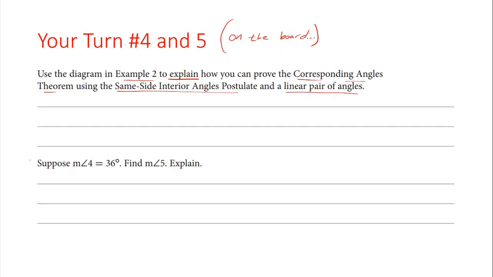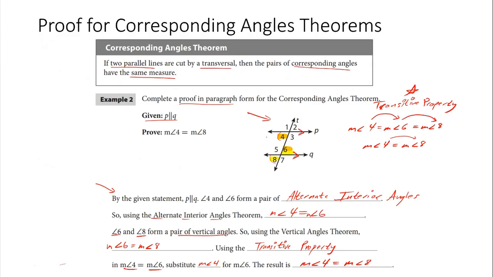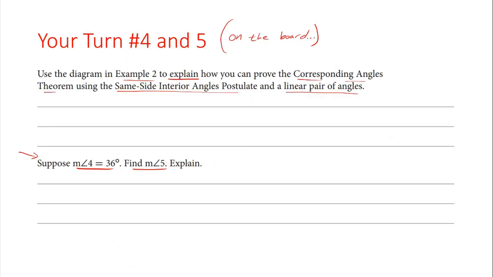All right, so here's more of an application aspect. It's basically just plug and play. So they tell you that angle 4 is 36 degrees. Find the measure of angle 5. And then make sure you explain what postulate or postulates, who knows, you used. That's a question mark. Very hideous question mark. Oh wow, that's the most hideous question mark ever.